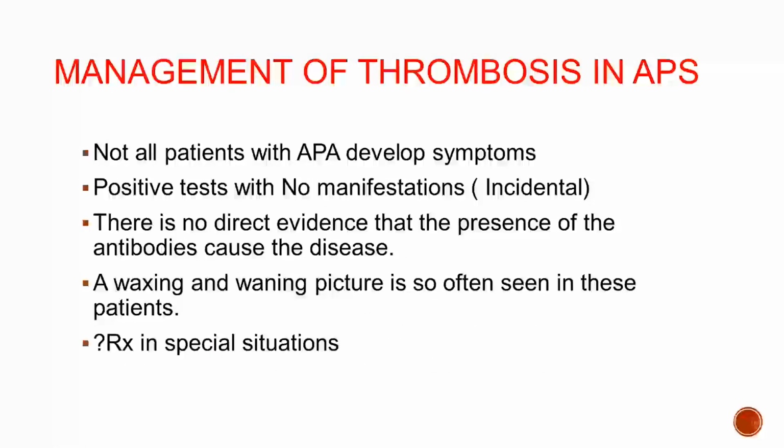When it comes to the management of APS, we know that not all patients with aPL develop symptoms. So we have a group of patients, we call them incidental, where the tests are positive, but they don't have the manifestation. From literature and clinical experience, there is no direct evidence that the presence of the antibody can cause disease. These antibodies go through a waxing and waning picture, where they can be positive sometimes and negative sometimes. The only special recommendation is that if you have a persistent lupus anticoagulant or antiphospholipid antibody in a special situation, you may tend to give prophylaxis for those patients if they go through pregnancy or surgery, where they can be exposed to higher risk for development of thrombosis.